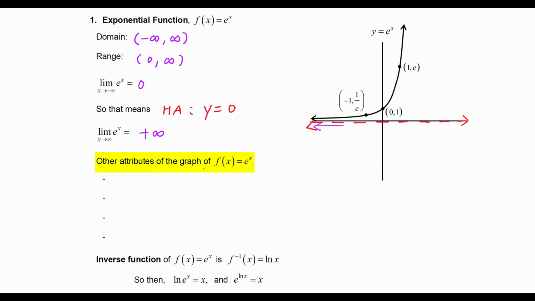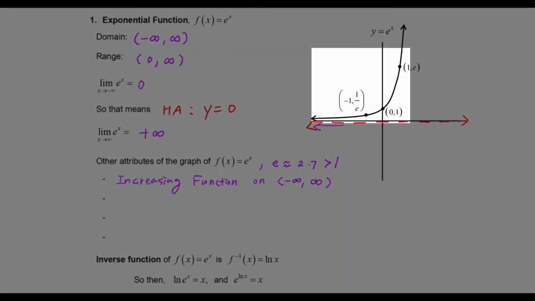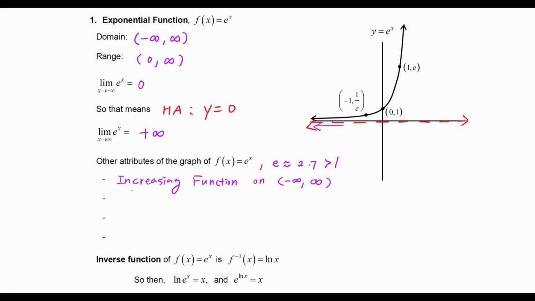Now, other attributes of the graph of f of x equals e to the x. This base e, we said, is approximately equal to 2.7, which is greater than 1. When you have an exponential function with a base greater than 1, we always get an increasing function. So this is an increasing function for all x in the domain negative infinity to positive infinity. And what would the concavity be for this graph? You can see that this is concave up since it's a cup shape. So f of x equals e to the x is concave up for all x from negative infinity to positive infinity. This function is continuous for all real numbers, and it's differentiable for all real numbers.